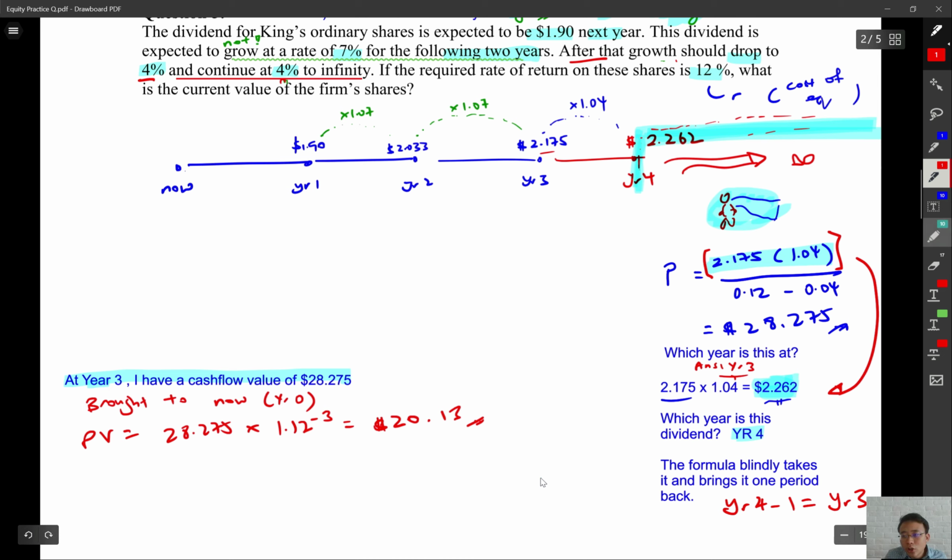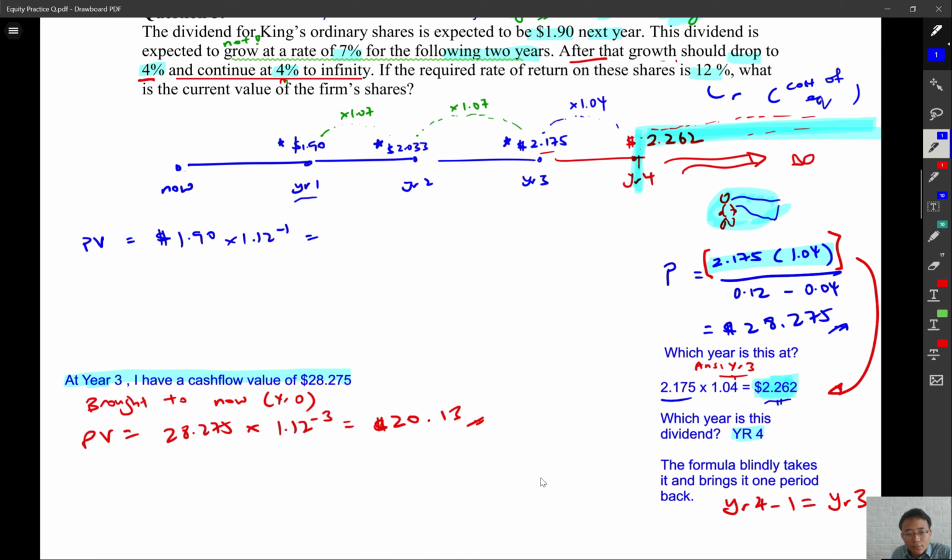But people, do not forget, this is not the only cash flow you will get from your share. What about the 1.90 here? What about the 2.033 here? What about the 2.175 dividend here? Bring them all to present value as well. And this is simple. So, present value, 1.90, this is in year 1, so times 1.12 to the power minus 1. 1.69. Let's round it to 1.7.